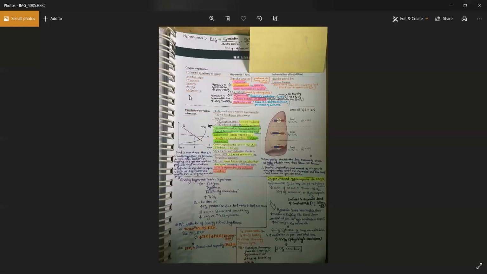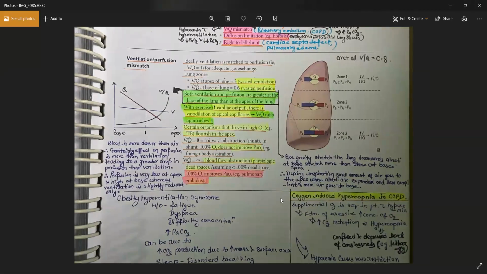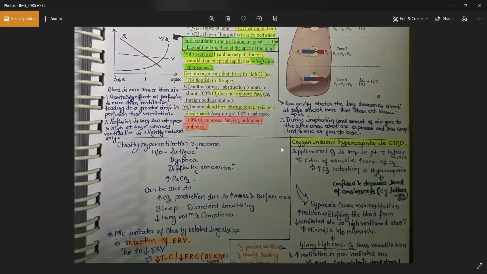And now you have an important case, which is the oxygen-induced hypercapnia in COPD. See, what happens in a COPD patient, they have a chronic hypoxia, right? And they have a chronic increase in the level of CO2 also, right? Because of this chronically increased level of CO2 and decrease in the level of oxygen, the peripheral receptors in the body of that patient will start responding to the oxygen instead of the CO2.